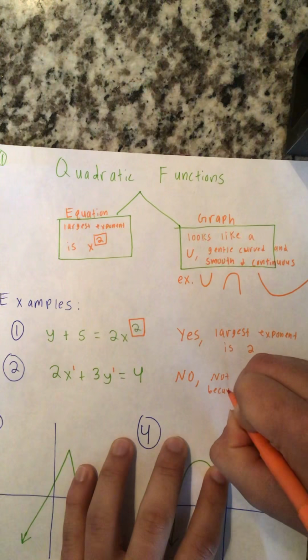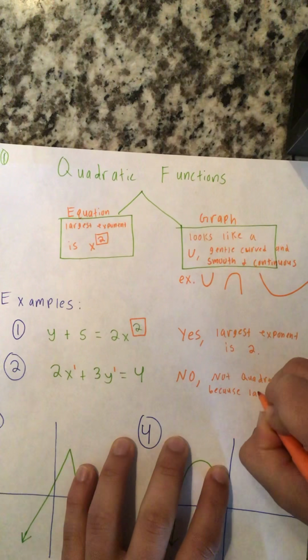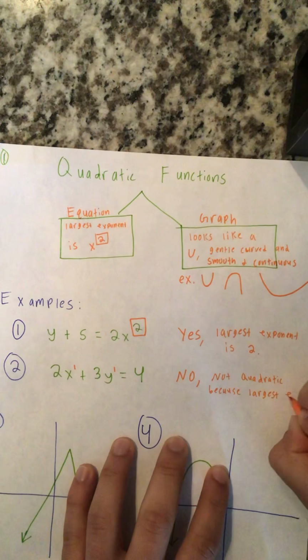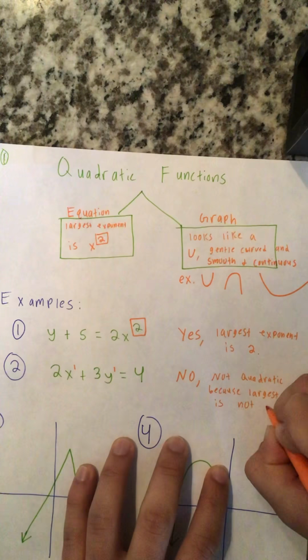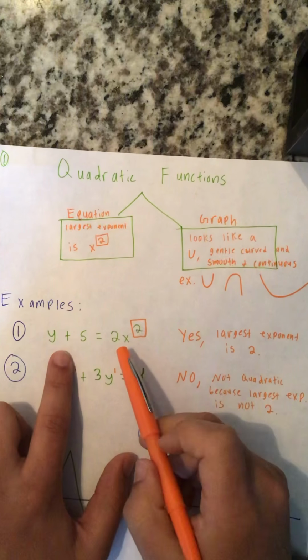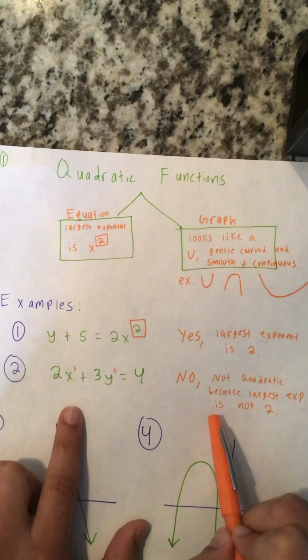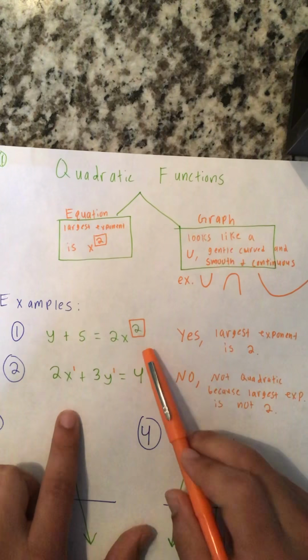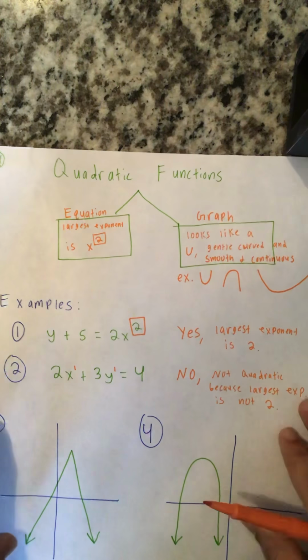So you can just say not quadratic because the largest exponent is not 2, okay? So number 1, this equation, is a quadratic function. This one is not a quadratic function. So all you have to do with equations is look for the highest exponent. That's it.